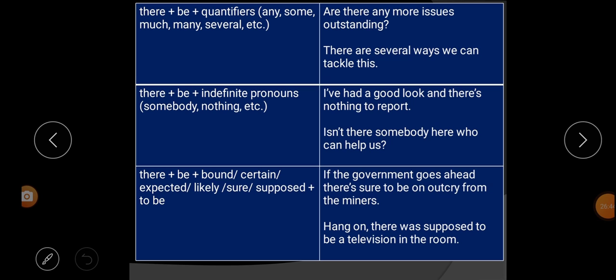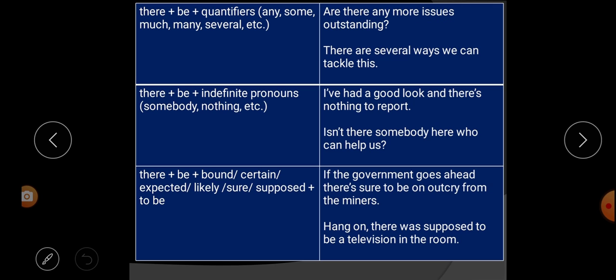First one: there plus be plus quantifiers. What are the quantifiers? Like any, some, much, many, several, more. All these are quantifiers. So there plus be plus quantifier. Let us take some examples. First one: are there any more issues outstanding? So this is a question.